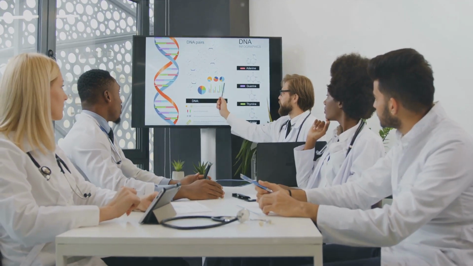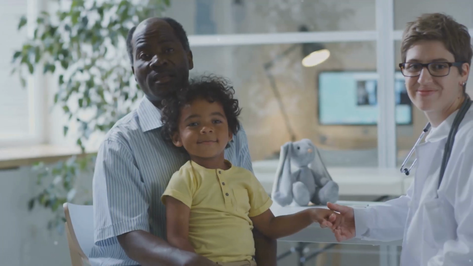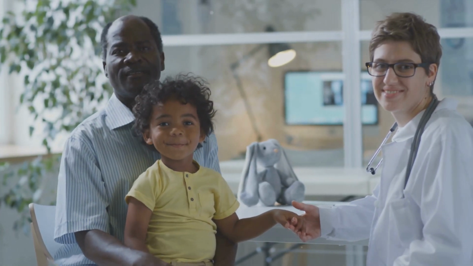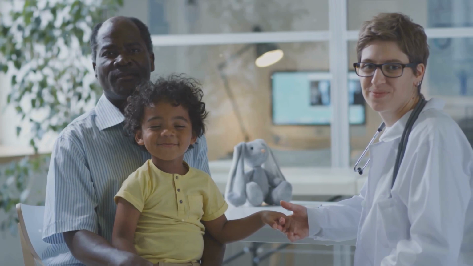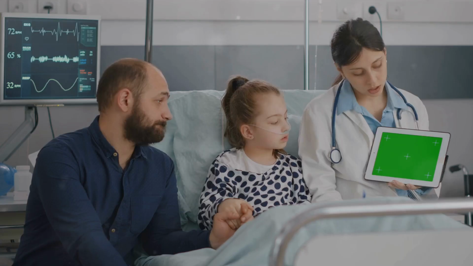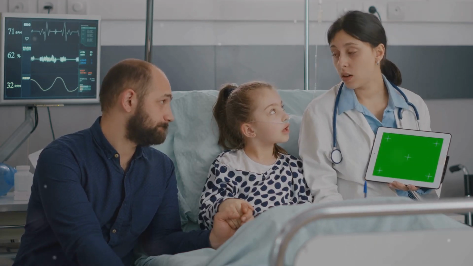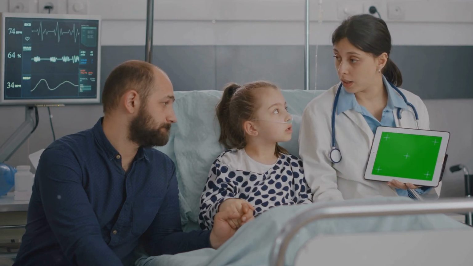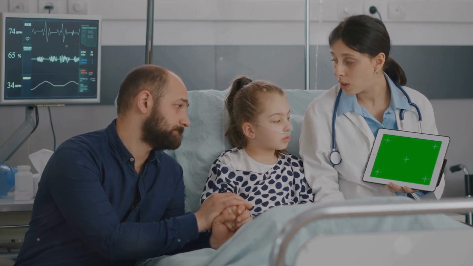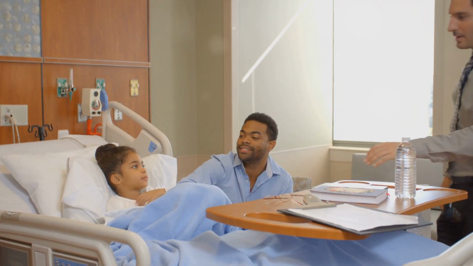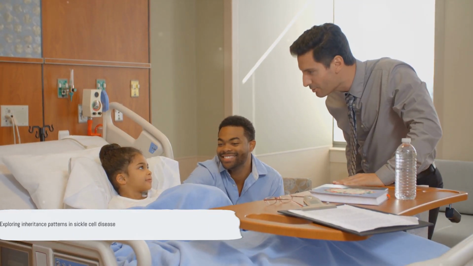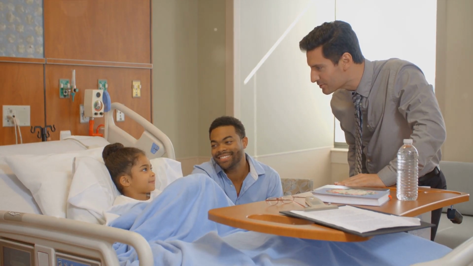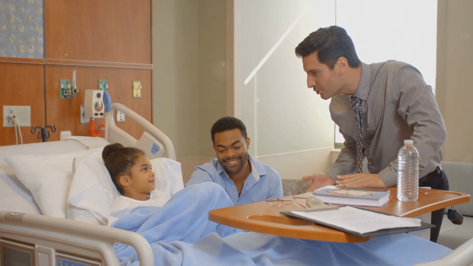So the inheritance pattern of this disease can lead to various scenarios. Let's look at a few examples. If both parents carry one copy of the sickle cell gene, their child could be born with the disease, be a carrier, or not have the gene at all. If one parent has the disease and the other doesn't carry the gene, all their children will be carriers. The possibilities are fascinating, and they're a crucial part of understanding sickle cell disease. In the next scene, we'll dive into these inheritance patterns in more detail. Stay tuned as we continue to unravel the genetic puzzle of sickle cell disease.